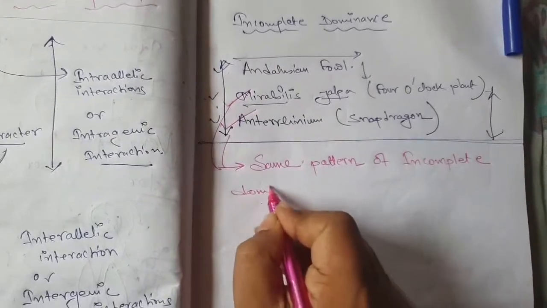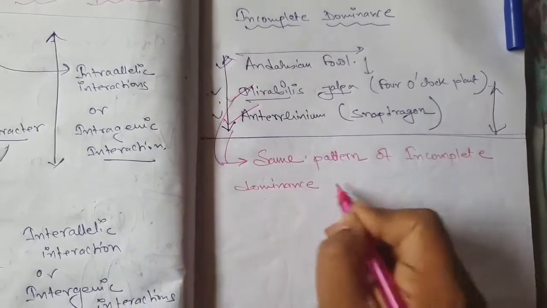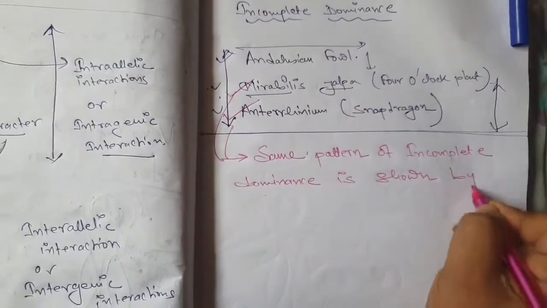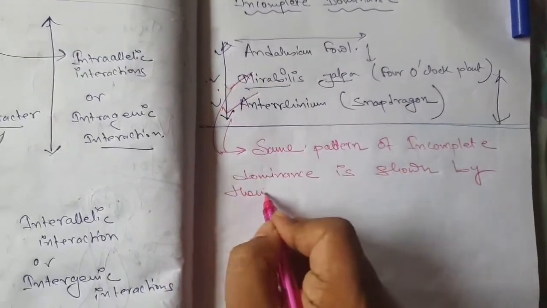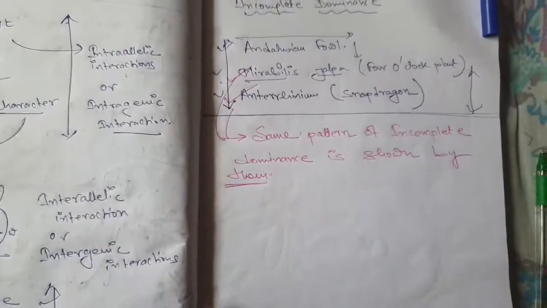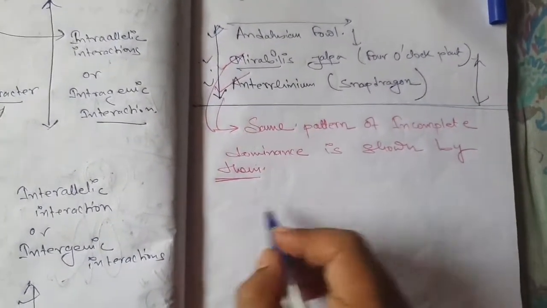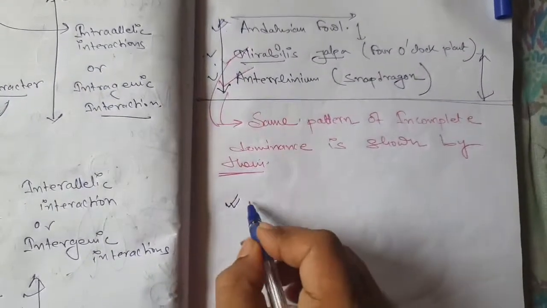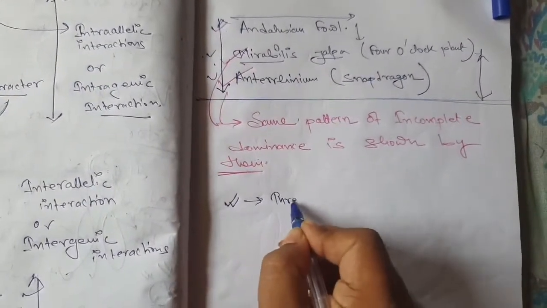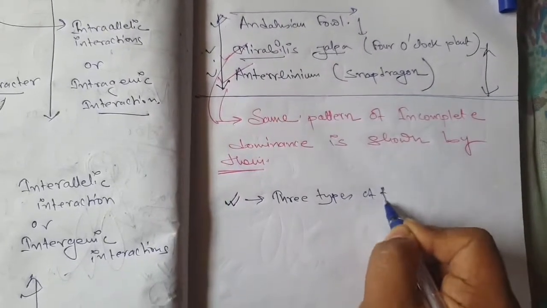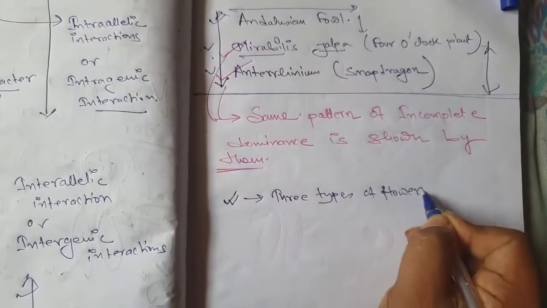Incomplete dominance is shown by them. Now you see, in Mirabilis jalapa, the four o'clock plant, or Antirrhinum, there can be three types of flowers available. We can see three types of flowers in these two plants.